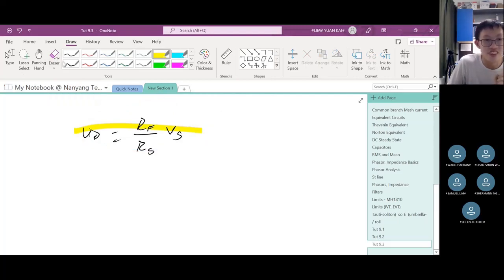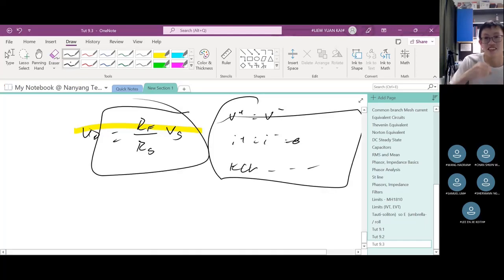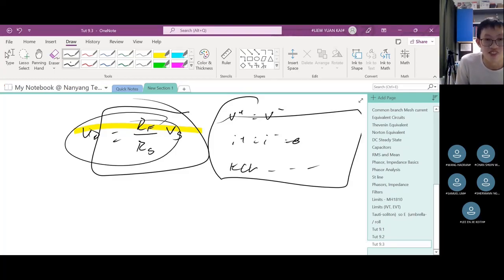What are you supposed to do? Memorize this instead: V plus equals V minus, I plus equals I minus equals 0, and KCL wherever possible. This is the thing that you should remember, not this. So don't be tricked. I was also tricked when I was a student into learning this. You're not supposed to learn this. You're supposed to learn this and derive everything from scratch.